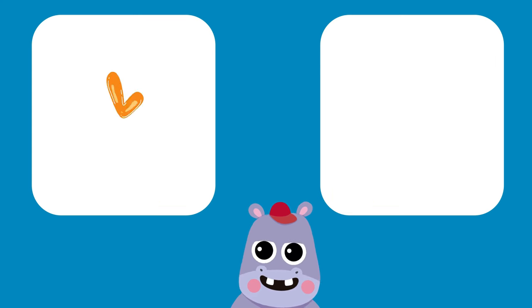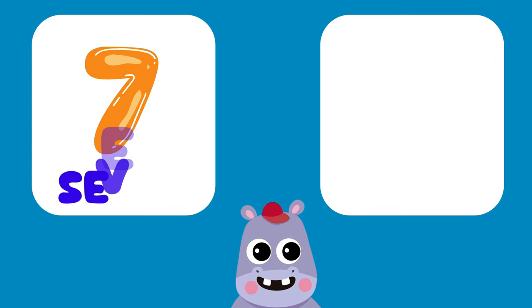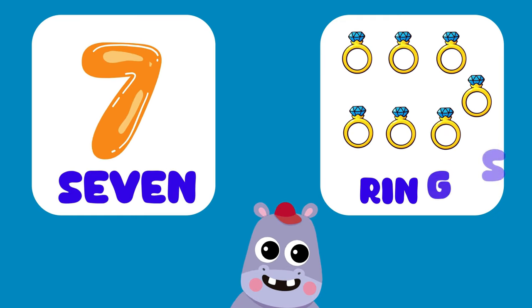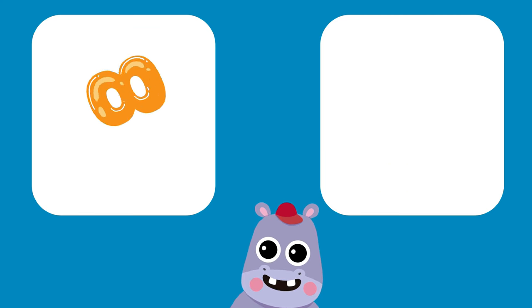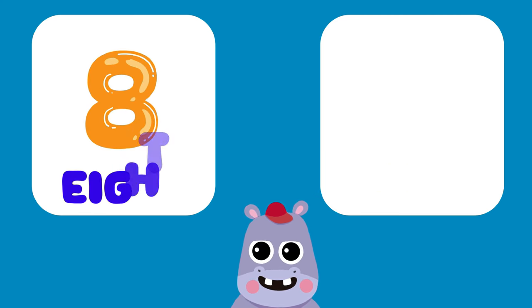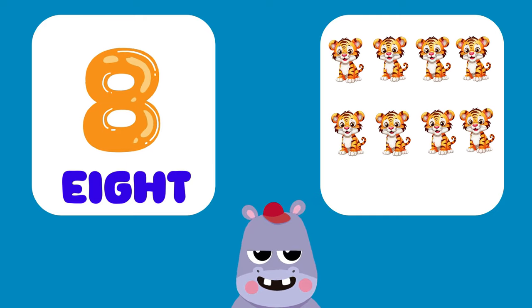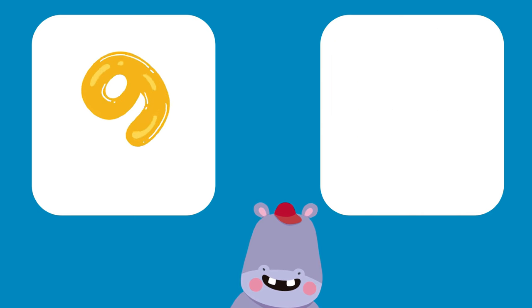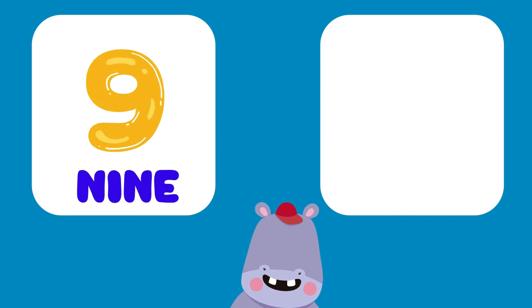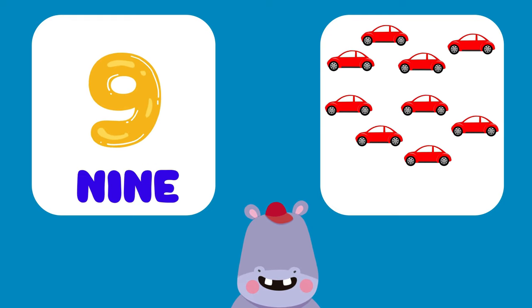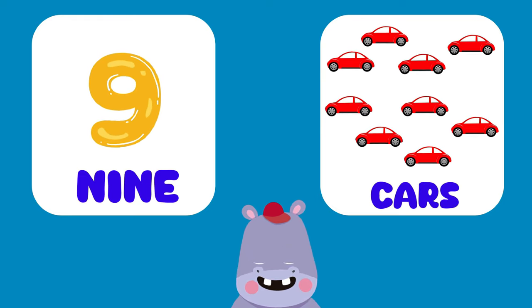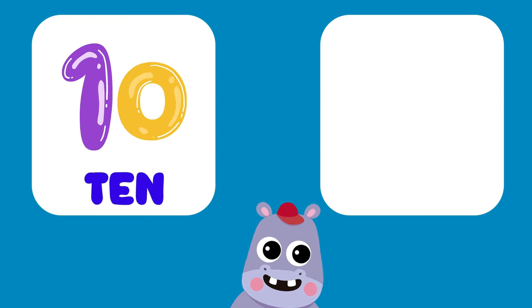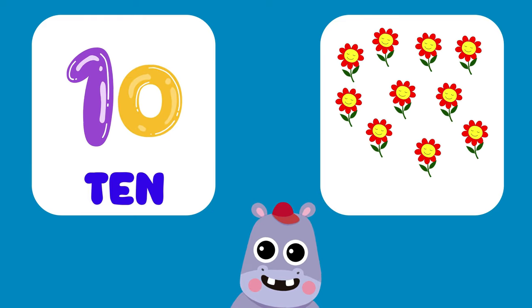Bicycle. 7, S-E-V-E-N. 7 rings. 8, E-I-G-H-T. 8 tigers. 9, N-I-N-E. 9 cars. 10, T-E-N. 10 flowers.